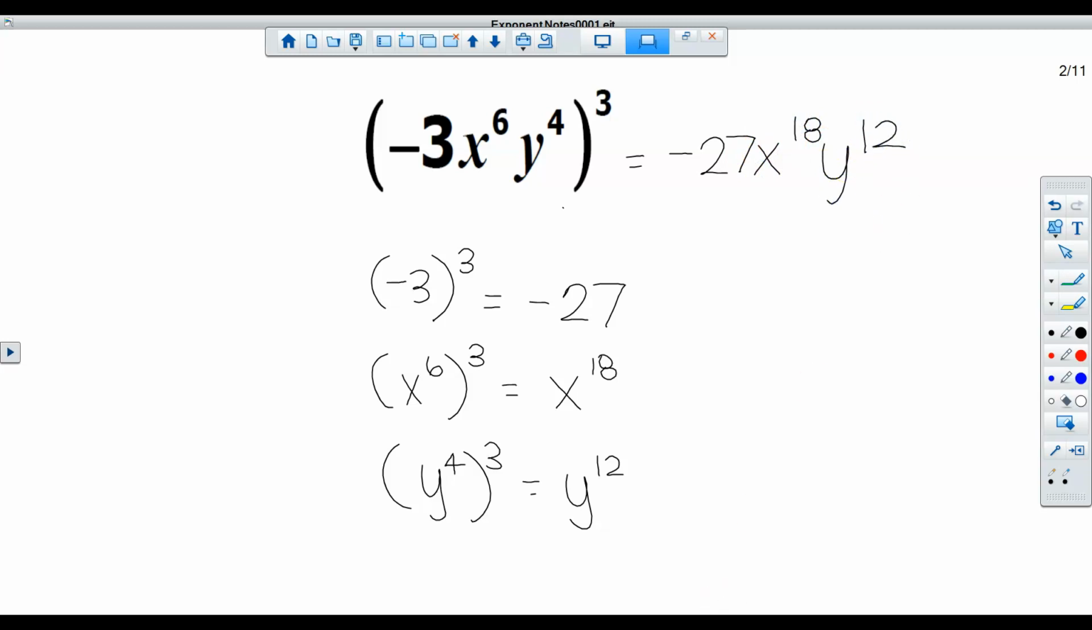Now, that's an answer, but can it be my final answer? Yes, it can, because none of the exponents are 0 and none of the exponents are negative. So that problem would be done.